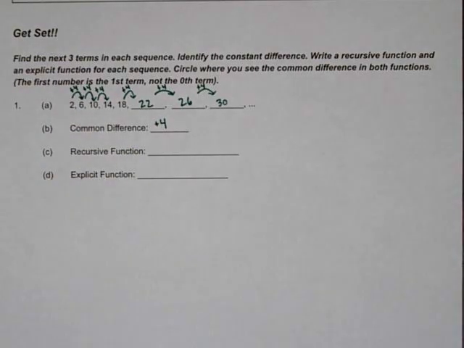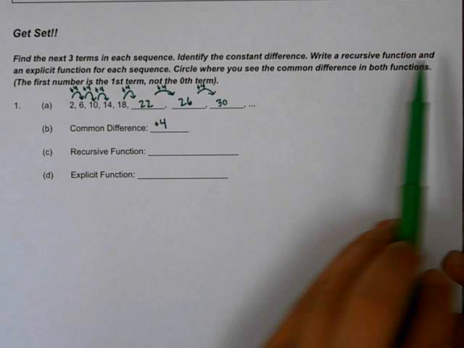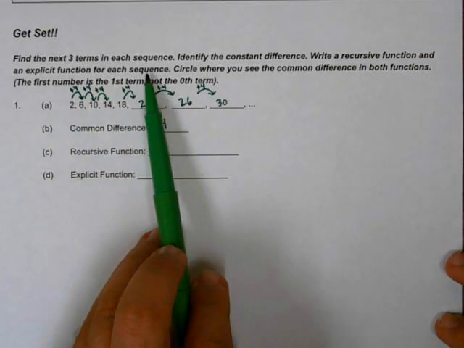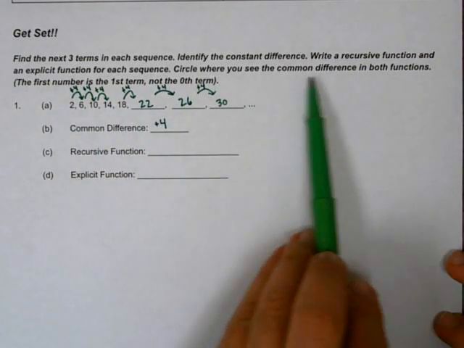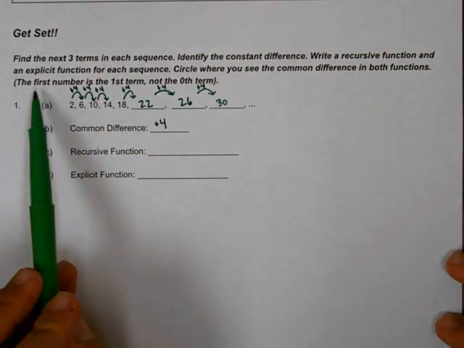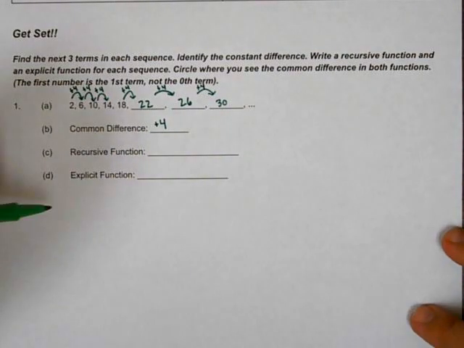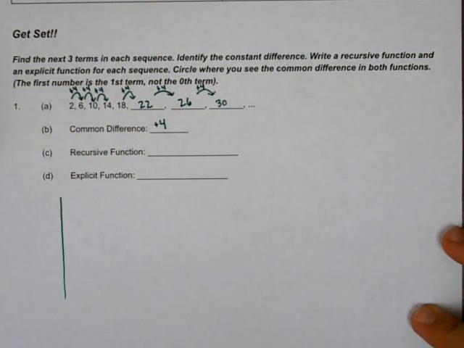Now, in terms of recursive and explicit, we need to go back and read the instructions here a little bit. We want to write our recursive function and an explicit function for each sequence. We want to circle where you see the common difference in both functions. Here's the big thing right here. The first term is the first term, not the 0th term. So what I'm going to do here, I'm going to make a quick little table.